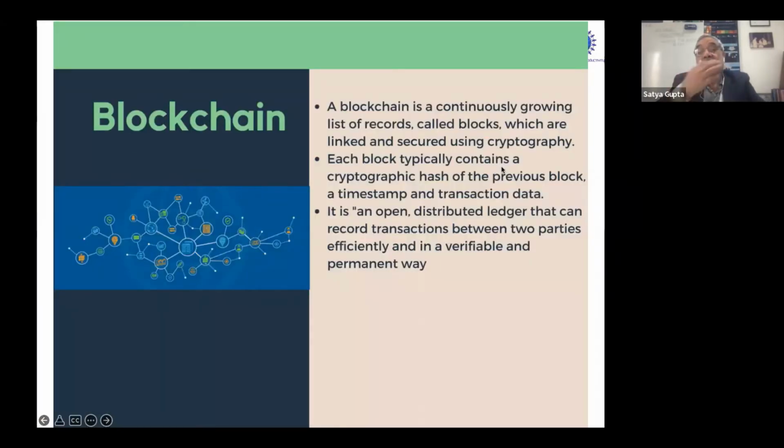So a blockchain, just to repeat, is a continuously growing list of records called blocks. A record is called a block, and when more and more blocks are there, it becomes a blockchain, which are linked and secured using cryptography. Each block typically contains a cryptographic hash of the previous block.